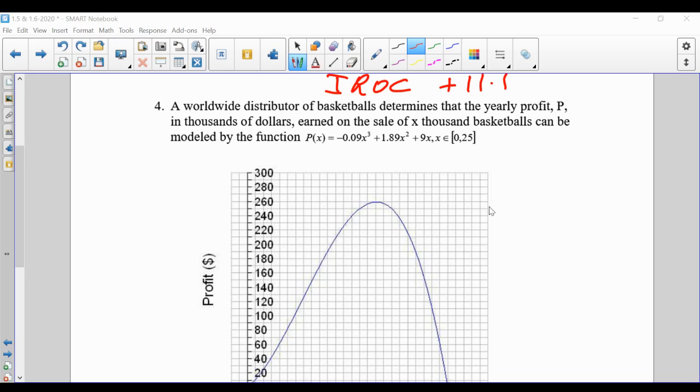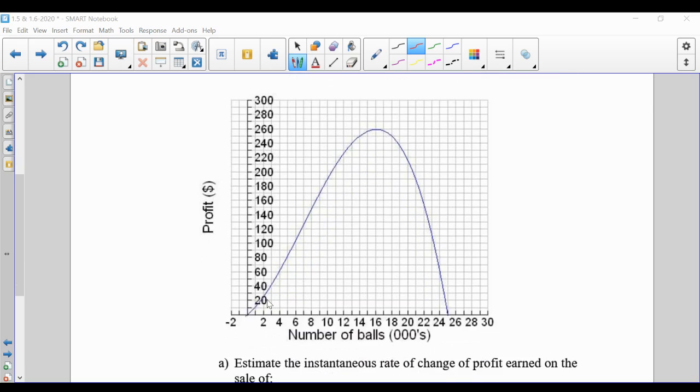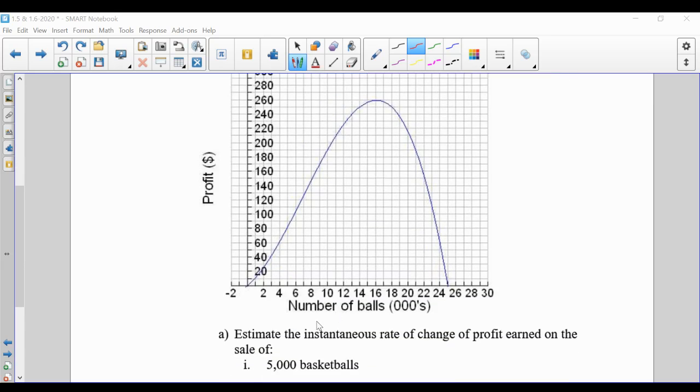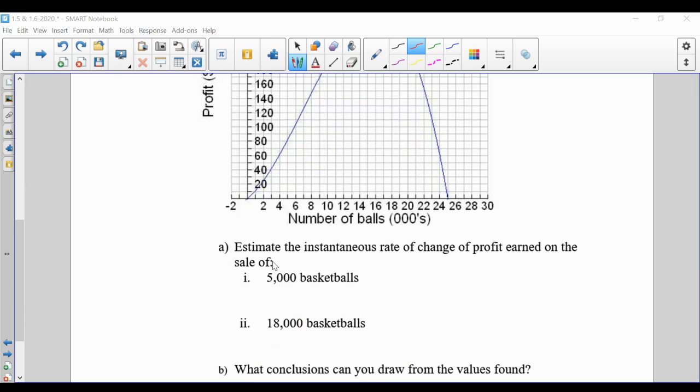You see the function that's written there. So the profit seems to be rising at some point and then falling at another point, just so we understand this. This number of balls is in thousands. So this 6 that I'm pointing to is not 6 balls, but 6,000 balls. This 80 on the side here is $80,000. So the profit is in thousands of dollars, and the number of balls is in thousands as well. So that's 8,000, 14,000, and so on and so forth. Estimate the instantaneous rate of change on profit earned on the sale of 5,000 basketballs.